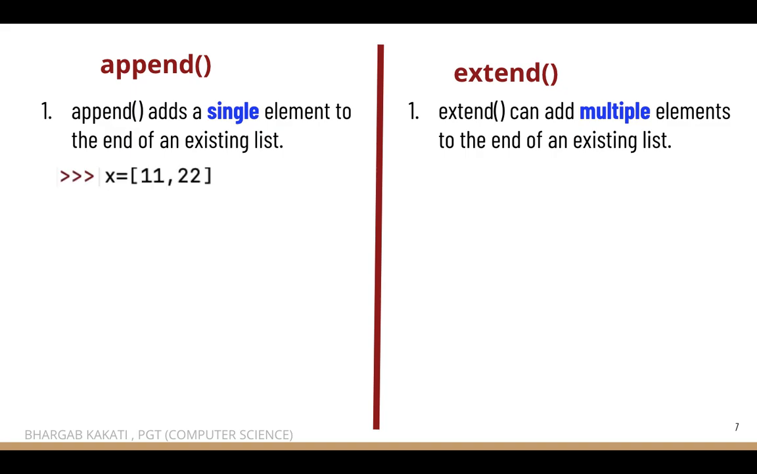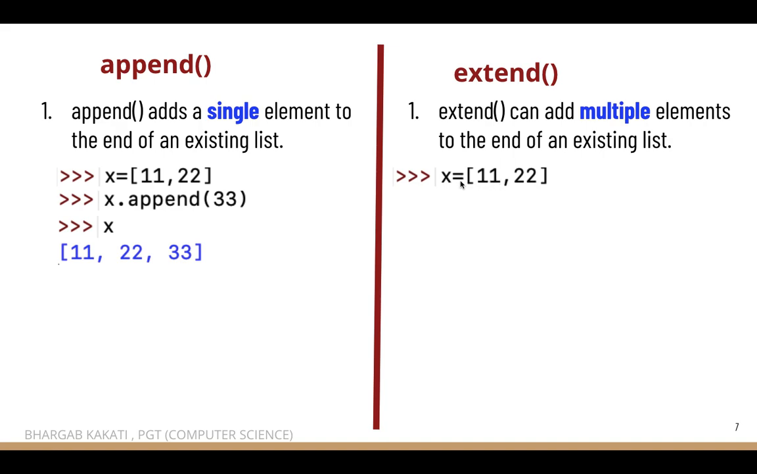Let's see one more example of each category. If I have a list X with the elements 11 and 22, now if I write X dot append 33, then 33 will be appended to the end of the list X. Now if I have another list called X with the same elements, and if I write X dot extend 99, 88 and 77, then what will happen? As I press X, the new elements are extended to the end of this list X. So one is for a single element, the other is for multiple elements.